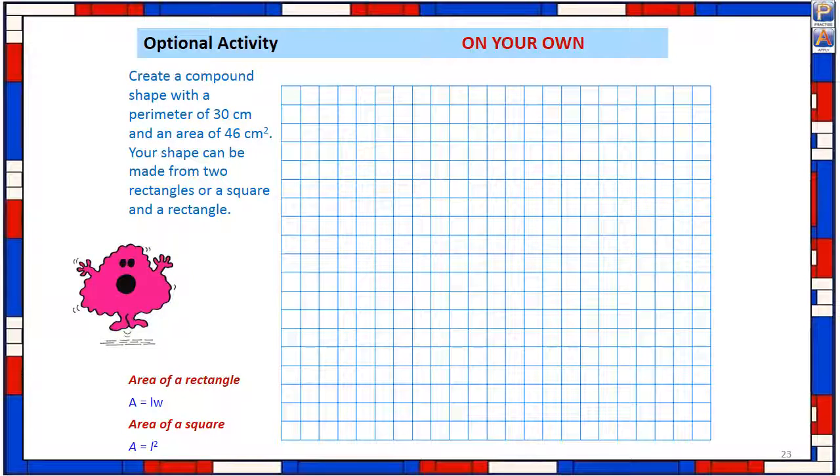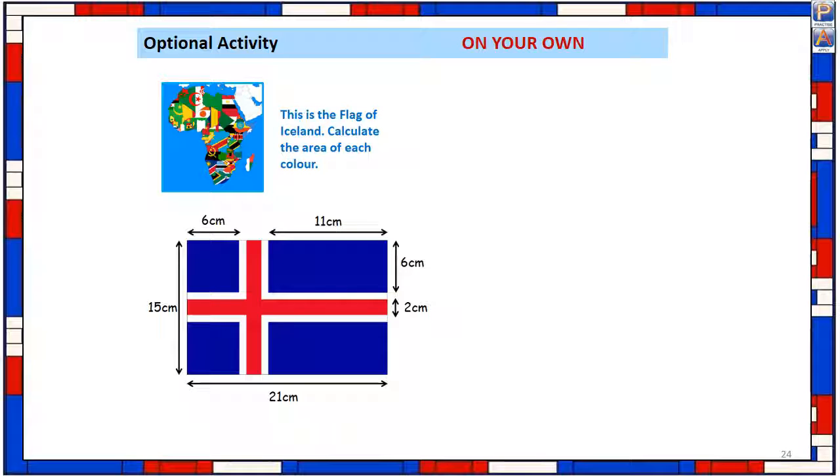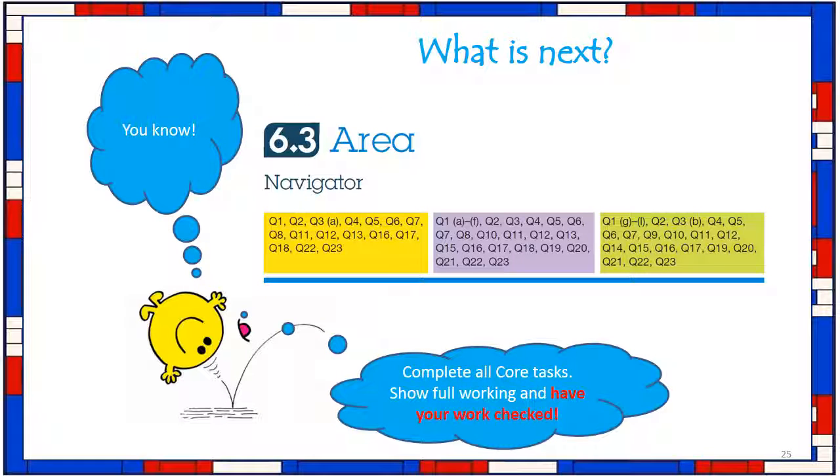All right, you can have a go at the rest of these ones. These are just optional extension activities. Let's have a crack at the exercises on the screen there.